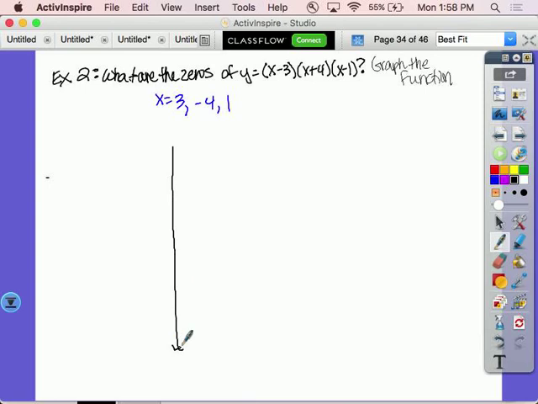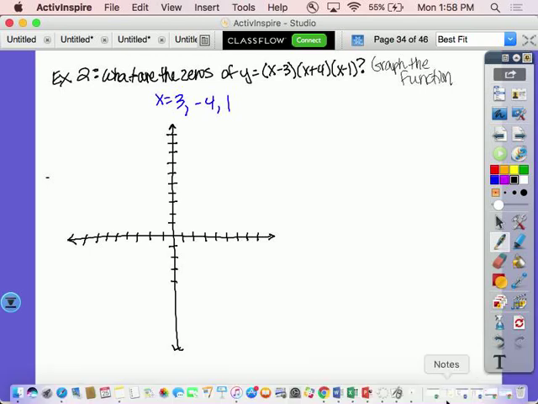So we're told to graph the function. We're going to use everything we know at this point. Okay, so draw your little graph. I need to pause this while I do all this.